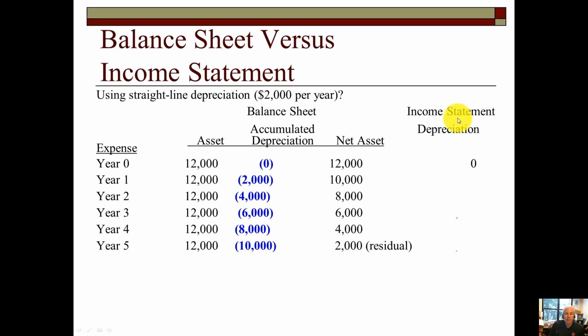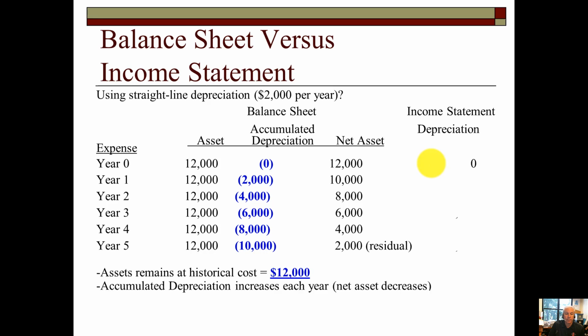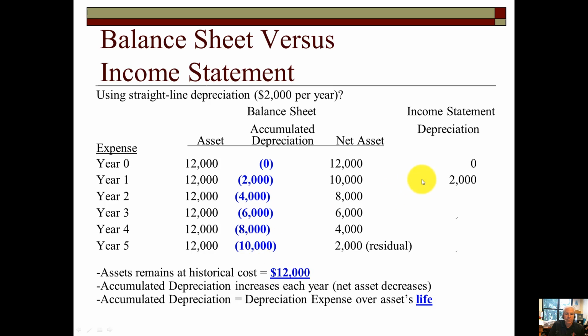Notice on the income statement, since it's an expense, we just record 2,000 per year. Notice that the asset remains at a historical cost of 12,000. Notice that accumulated depreciation increases each year, and the net asset decreases by a proportionate amount. Remember that accumulated depreciation is the depreciation expense over the asset's life. This represents the depreciation over 5 years. That's what's always kept in this account, the accumulated depreciation. The income statement only records each period's expense.